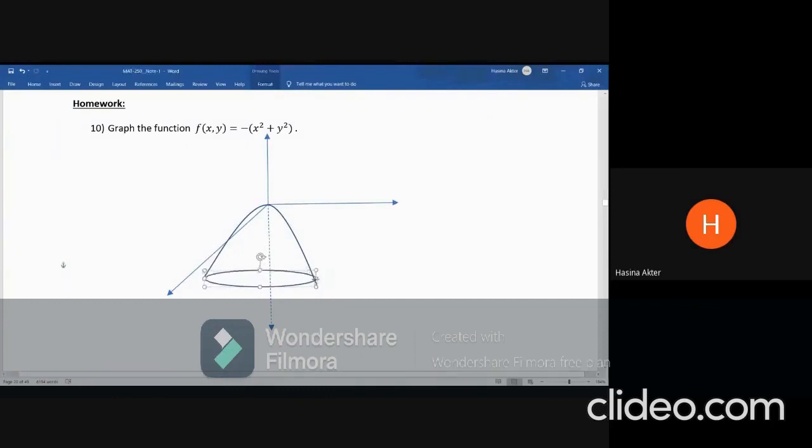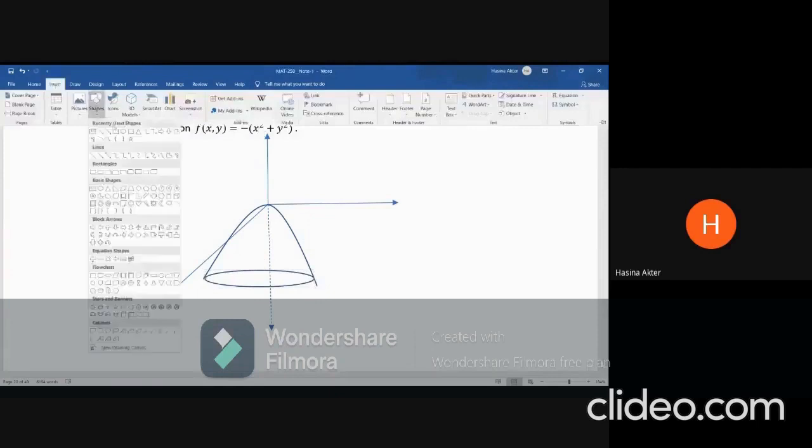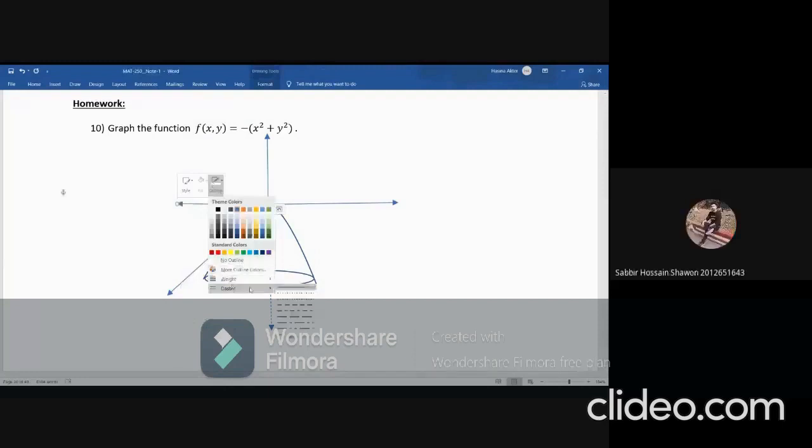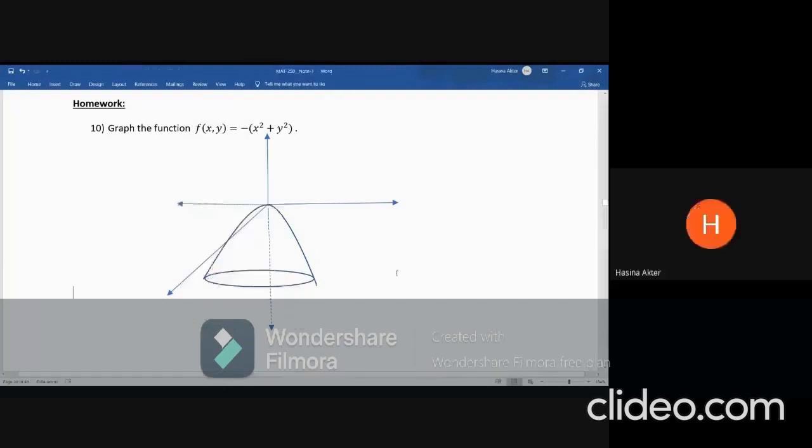You understand what it means, right? So this is the reflection about the XY plane. For example, if I extend the y-axis, it must go under the y-axis. Do you have any question on that? No, ma'am. So there you go.